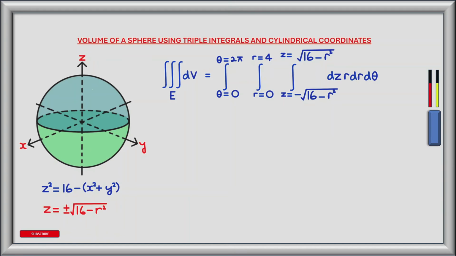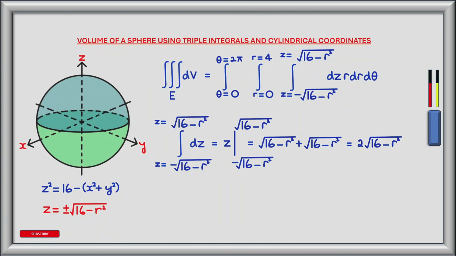So let's begin the evaluation process, starting with the inner integral. So we want to evaluate the integral where z equals minus the square root of 16 minus r squared to where z equals the square root of 16 minus r squared of dz. Using the power rule, this evaluates to z. And plugging in the limits of integration, we have the square root of 16 minus r squared minus minus, which becomes a plus, the square root of 16 minus r squared. So this gives 2 multiplied by the square root of 16 minus r squared.